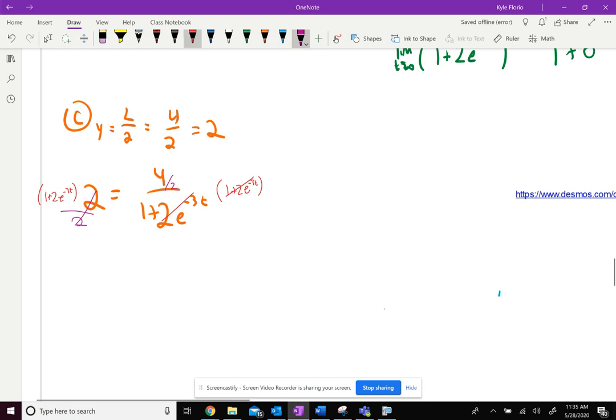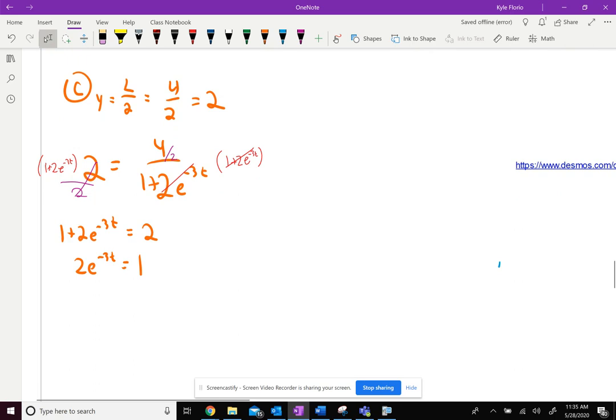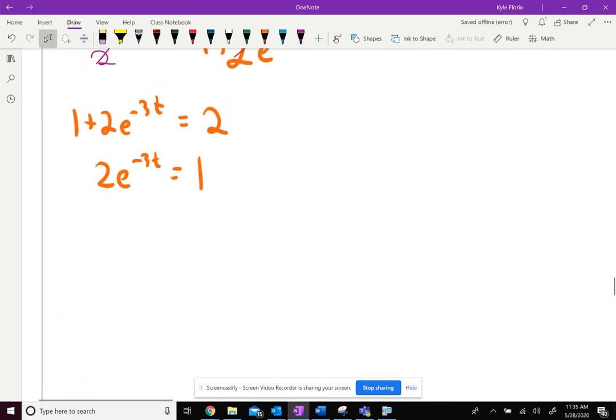the 2's cancel out, and we're left with, on the left-hand side, 1 plus 2e to the negative 3t. That canceled out, so 4 over 2 just leaves me with 2. Subtract 1 on both sides. 2 minus 1 is 1. I'm going to go about this in 2 different ways. The first way is I'm going to multiply both sides by e to the positive 3t. So 3t minus 3t is 0, and e to the 0 is 1, so those will go away, and I'm just left with 2.